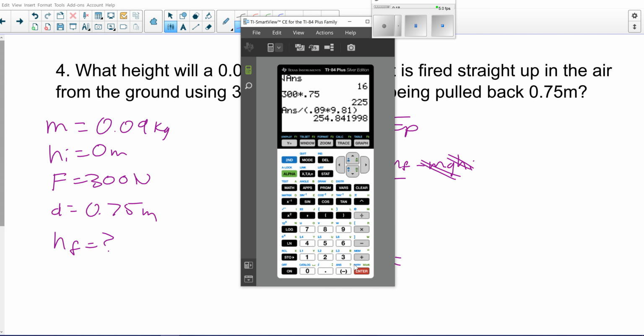So it's going to reach a height of 255 meters. 254.8 meters.